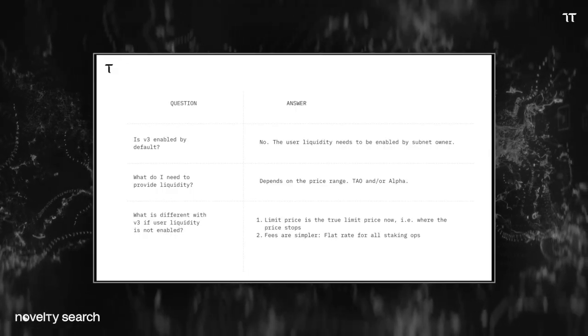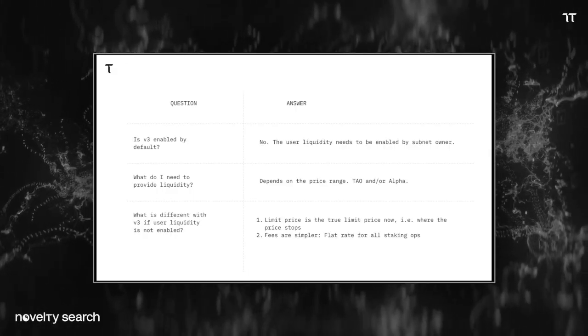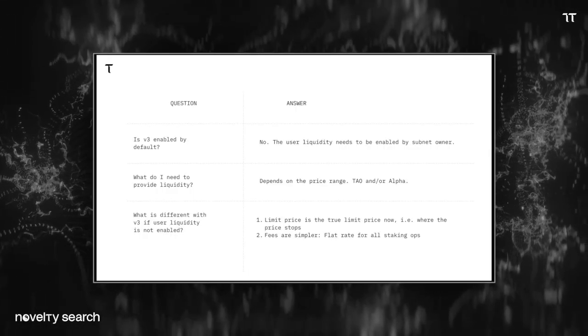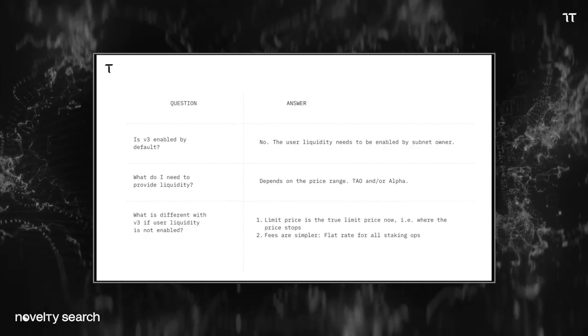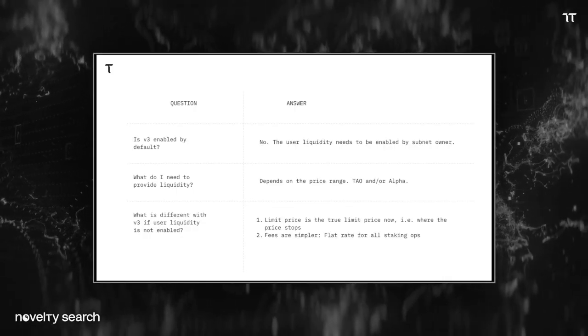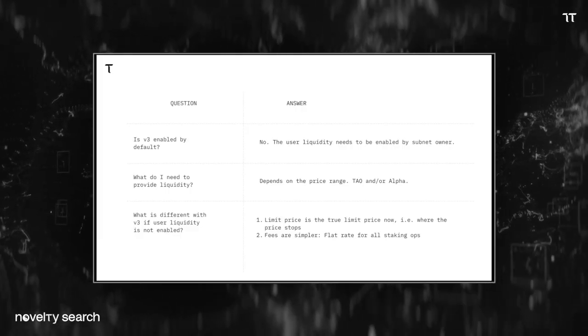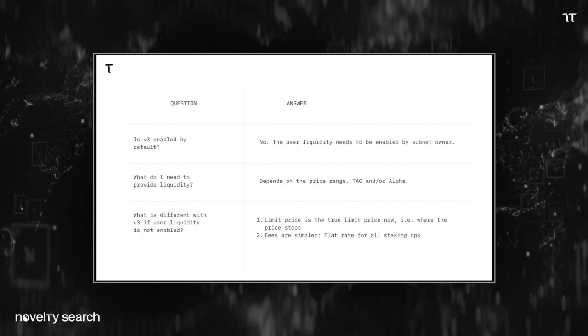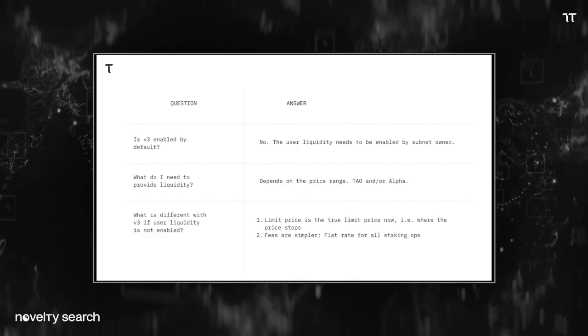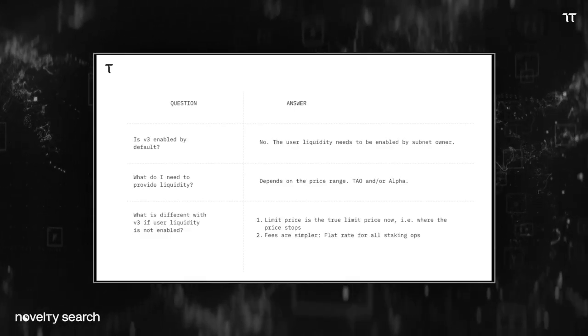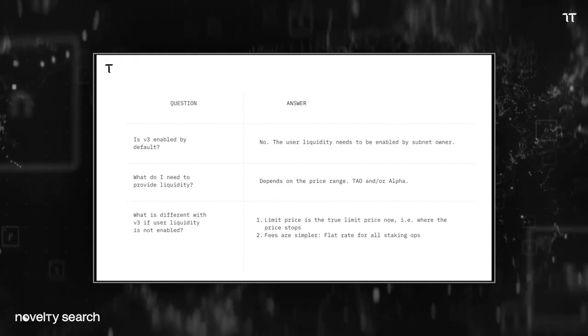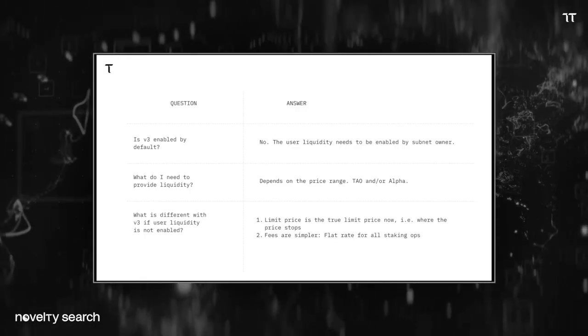Another difference is fees got very much simpler. Before, we used to take just a constant fee, then the flat rate fee, then the fee with rate based on the APY of the hotkey, and we were choosing the maximum of these and applying it to the transaction. Right now, we don't do this. We just apply a flat fee to all staking operations.